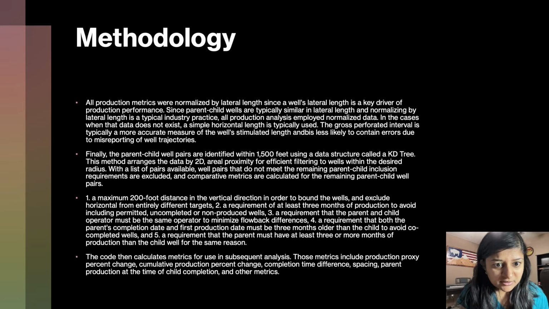A requirement of at least 3 months of production to avoid permitted uncompleted or non-produced wells, a requirement that a parent and child operator must use the same operator to minimize flowback differences, and a requirement that both the parent's completion and the first production date must have 3 months in order for a child to avoid co-completed wells, and a requirement that a parent must have 3 or more months of production than the child for the same reason. The code then calculates the metrics in subsequent analysis.